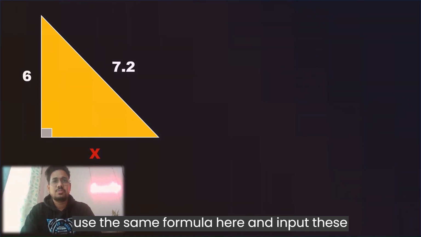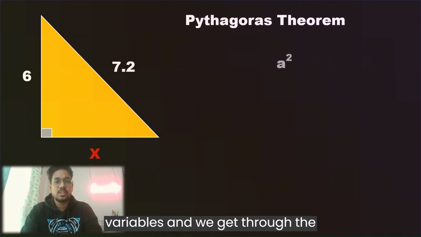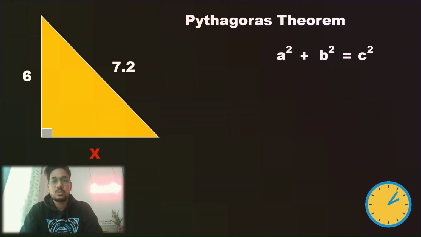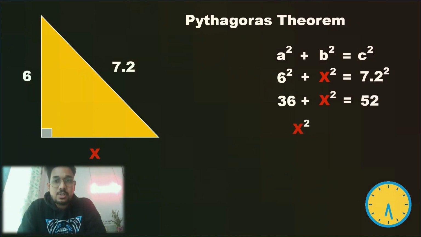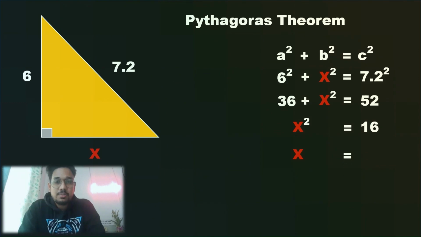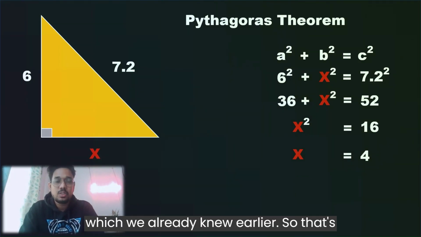So we will use the same formula here and input these variables, and we get, through the Pythagoras theorem, again a square plus b square is equal to c square. We know 6 square plus x square here becomes 7.2 square. Again, if we do the calculations, we get x square is equal to 16. If we do a square root, we get x equal to 4, which we already knew earlier.